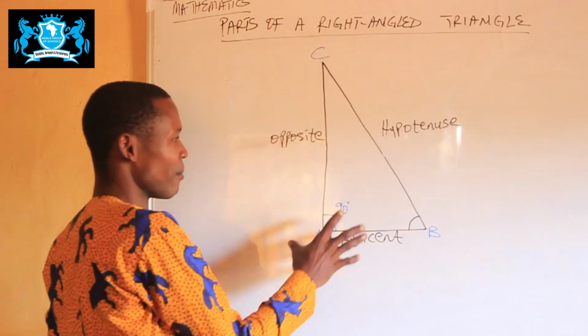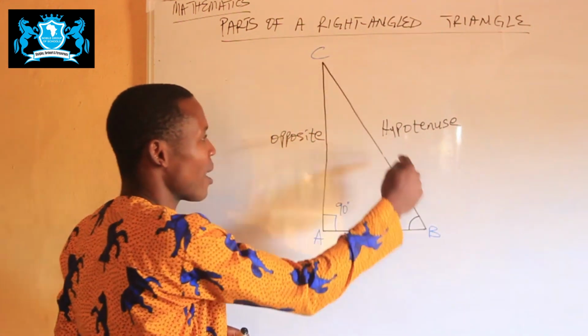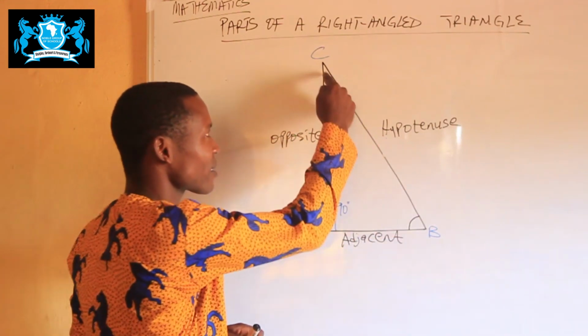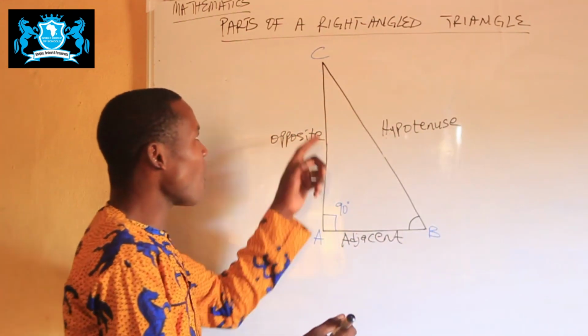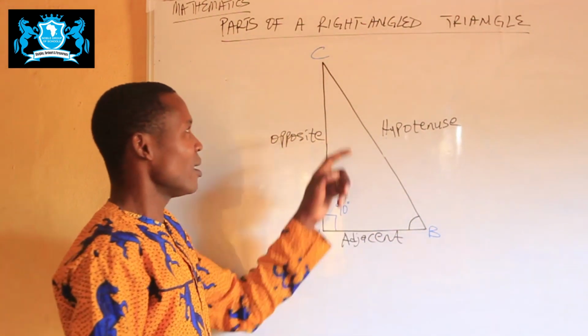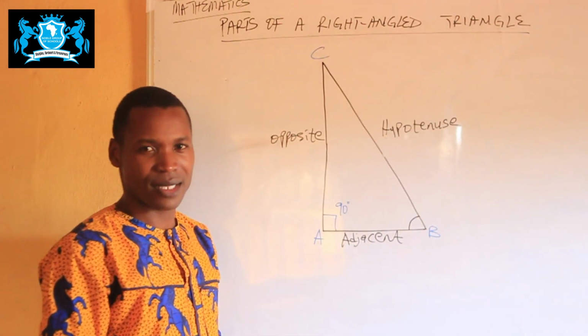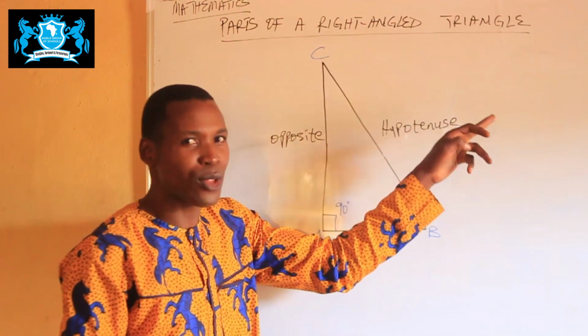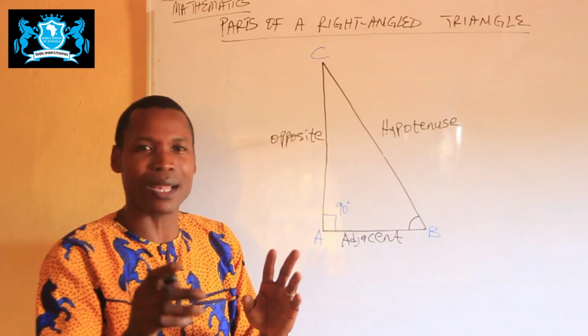So also in a right-angled triangle, we have three parts. Let's start from this. I'm sure you can see it very well. Let's start from the longest part of the triangle. The longest. So the longest part of the triangle is called what? The longest part of the triangle is called a hypotenuse. Say it. Hypotenuse. So in a right-angled triangle, it doesn't matter how they draw it.